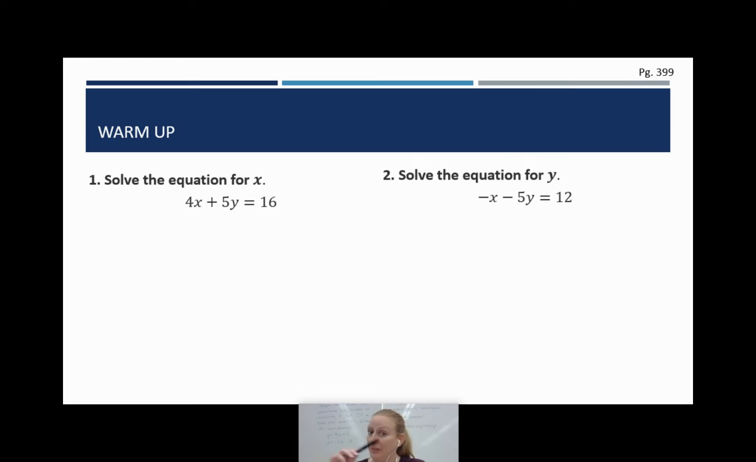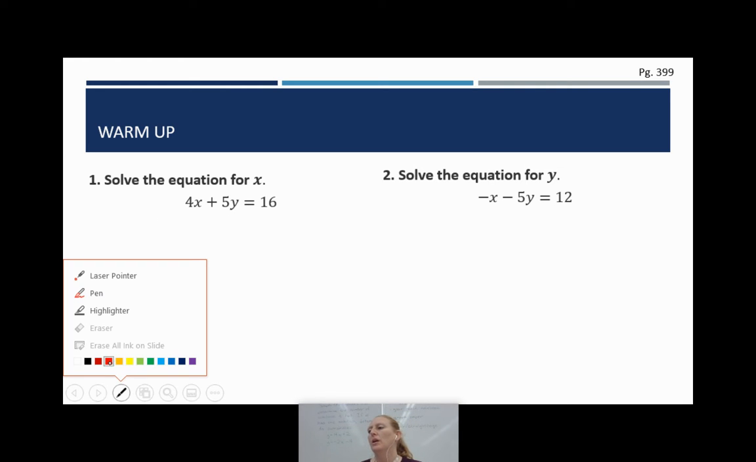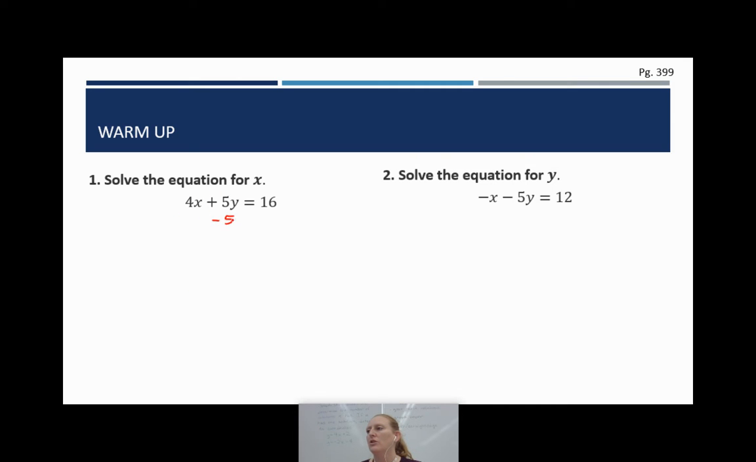All right, you ready? So let's talk about equation number 1. I want to solve the equation for x. I need to get the x alone, so I'll start off by subtracting 5y from both sides to move it over to the other side. So I have 4x equals negative 5y plus 16, or you could have written 16 minus 5y. Both ways of writing it are totally fine.